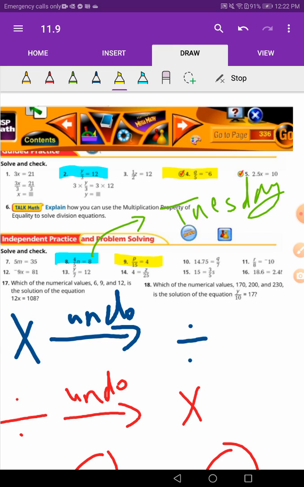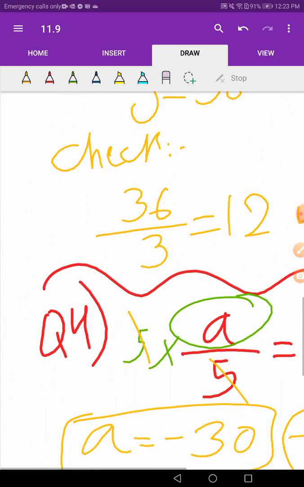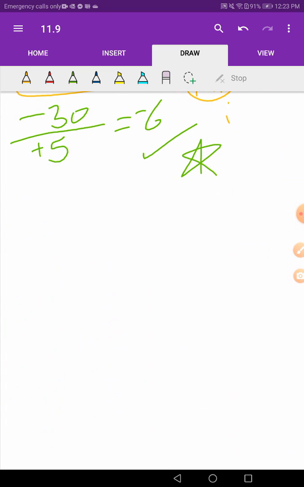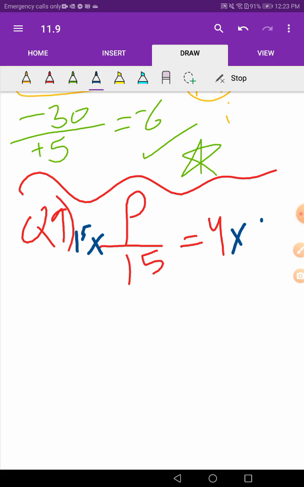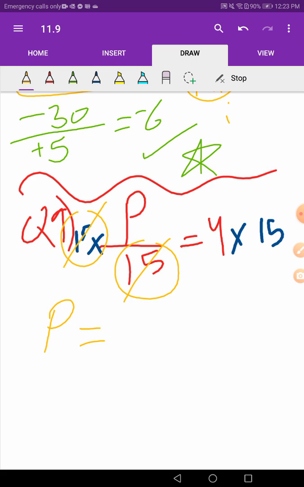Let's work on question number 9. We have a number that was divided by 15 to get 4. P divided by 15 equals 4. To undo division, we need to multiply by 15 and multiply by 15. As you can see, dividing by 15 and multiplying by 15 will cancel each other. We have P left over here and 4 times 15, which means 60.